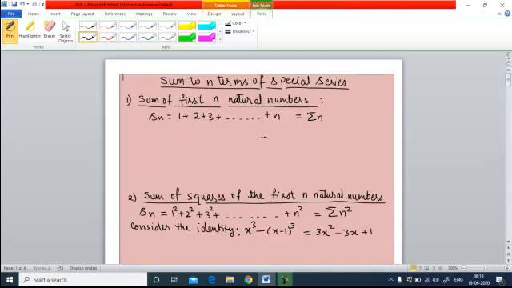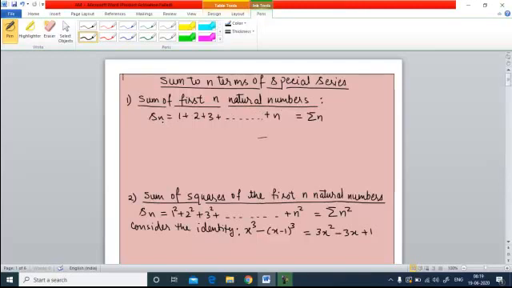So today we are going to find the sum of n terms of some special series which are neither in AP nor in GP, but still the sum of their n terms can be evaluated. Starting with sum of first n natural numbers.